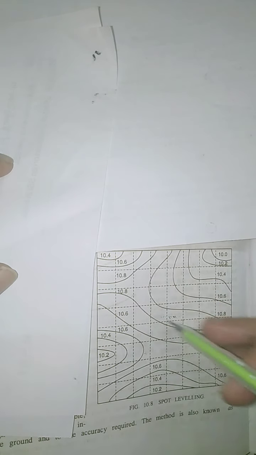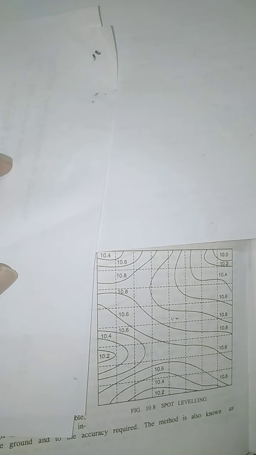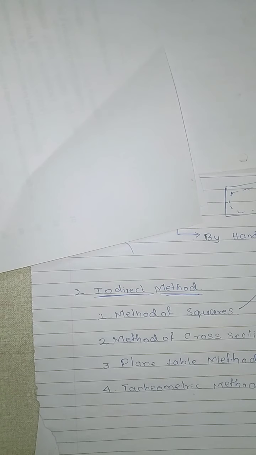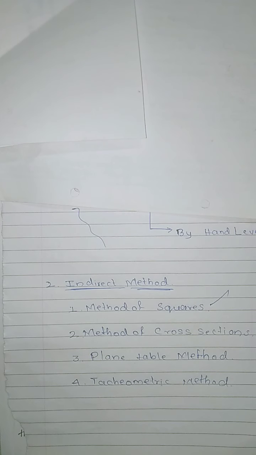On this diagram you are going to locate these contour lines. This is called the method of squares. Now we are going to discuss in detail the method of squares. This method is used when the area to be surveyed is small and the ground does not have too many undulations.